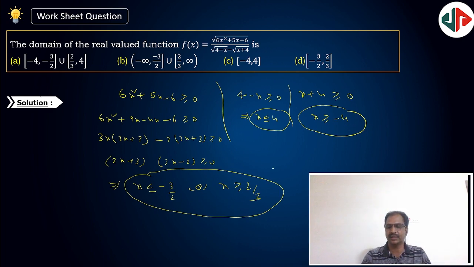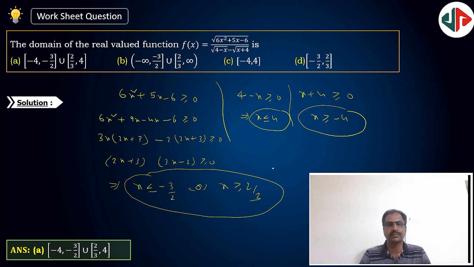So it should be less than or equal to minus 3 by 2 but greater than or equal to minus 4, greater than or equal to 2 by 3 and less than or equal to 4. So what is the intersection of all these numbers? Option A. So what is the final domain? Less than or equal to minus 3 by 2 and greater than or equal to minus 4.